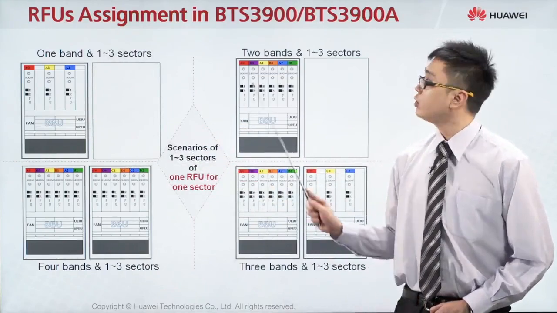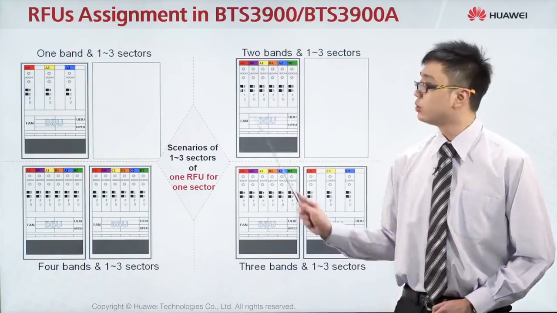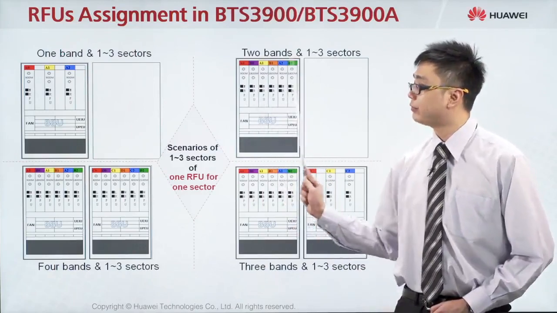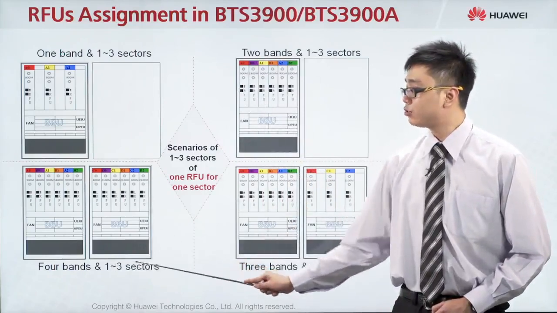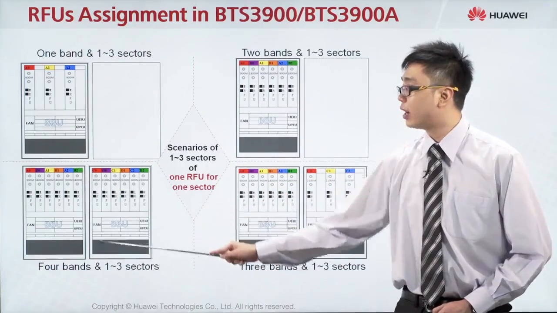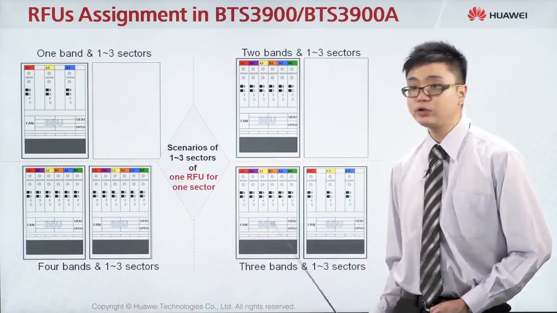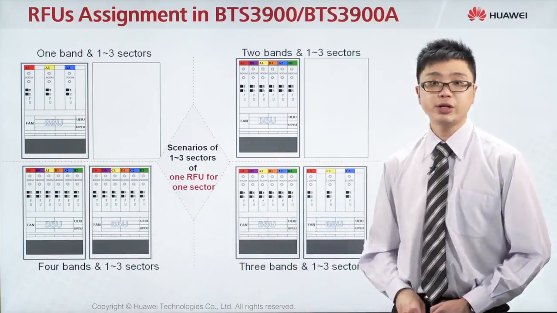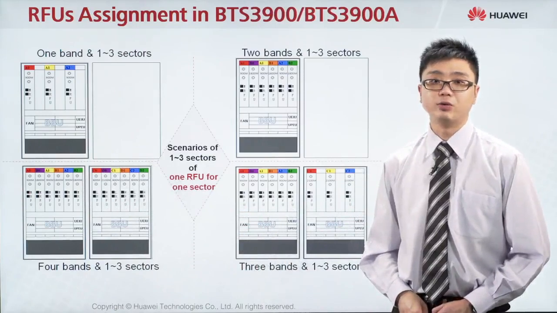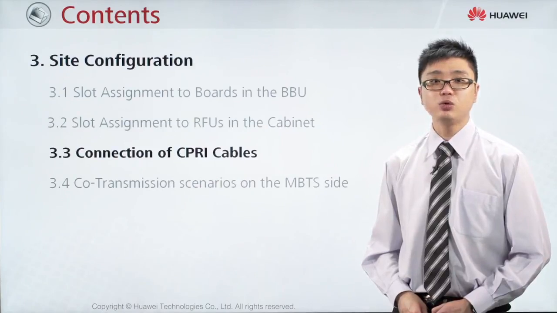So in case you are using two bands for three sectors, same thing, it's 3 times 2, you require 6 RFU. If you have 4 bands, 3 sectors, 4 times 3, you require a total of 12 RFU. And the last part here, if you notice, 3 bands, 3 sectors, so it's 3 times 3, a total of 9 RFU. And the next part, we'll have a look at the connection from the BBU to the RF.